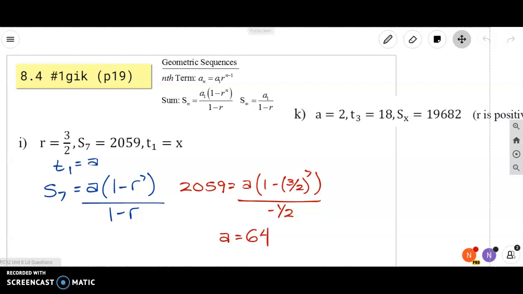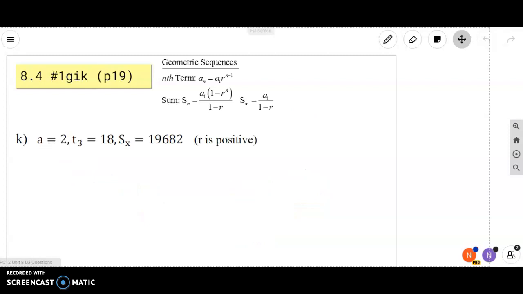Okay, and now let's go ahead and look at k. This one is switching things up a little bit. We're given the first term and the third term, and we're given a sum of the first x terms, but we're trying to figure out how many terms that's a sum of. Let's start off with finding our r value.